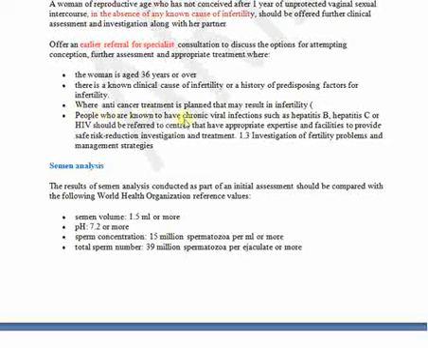People who are known to have chronic viral infections such as hepatitis B, C, or HIV should be referred to centers that have appropriate expertise and facilities to provide safe, risk-reduced investigation and treatment. Investigation of fertility problems and management strategies.